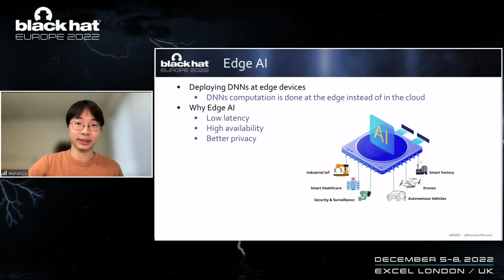And the third benefit is that it provides better privacy because the data collected by the edge devices are usually very private. For example, some medical data, and the edge AI enhances the privacy by containing the data locally instead of uploading the data onto the cloud.